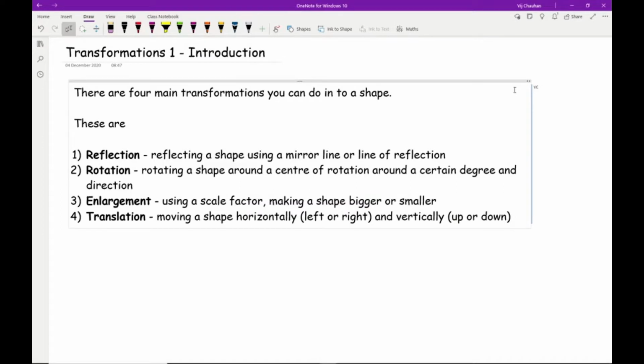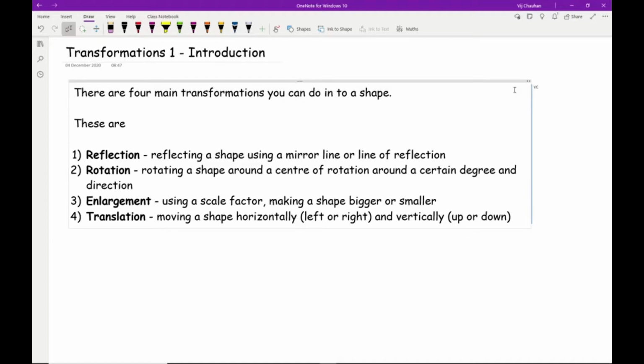There are four main transformations you can do to a shape in mathematics, and these are reflection. This is where you're reflecting a shape using a mirror line, or a line of reflection as it's sometimes called. Now this can sometimes get muddled up with symmetry, which is similar to reflection but a standalone topic, and with symmetry you can also have lines of symmetry as well as rotational symmetry, so it doesn't quite lie with transformation as a standalone topic.